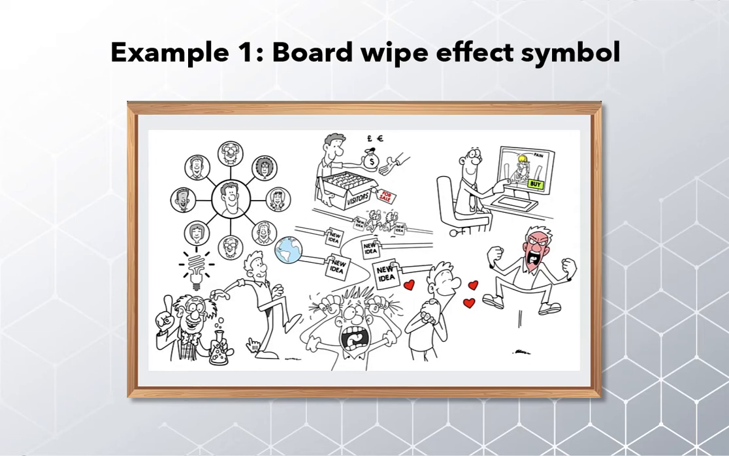By way of example, let's start by making a symbol for the whiteboard wipe effect from the first scene. I use this wipe effect to help smooth the transition from one scene to the next. In case you missed it, it looks like this.